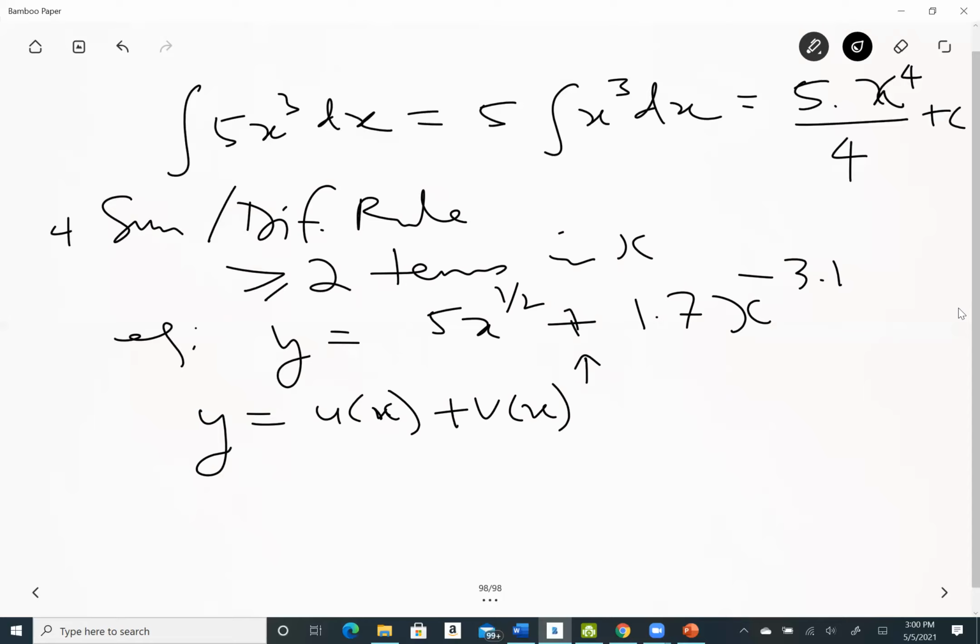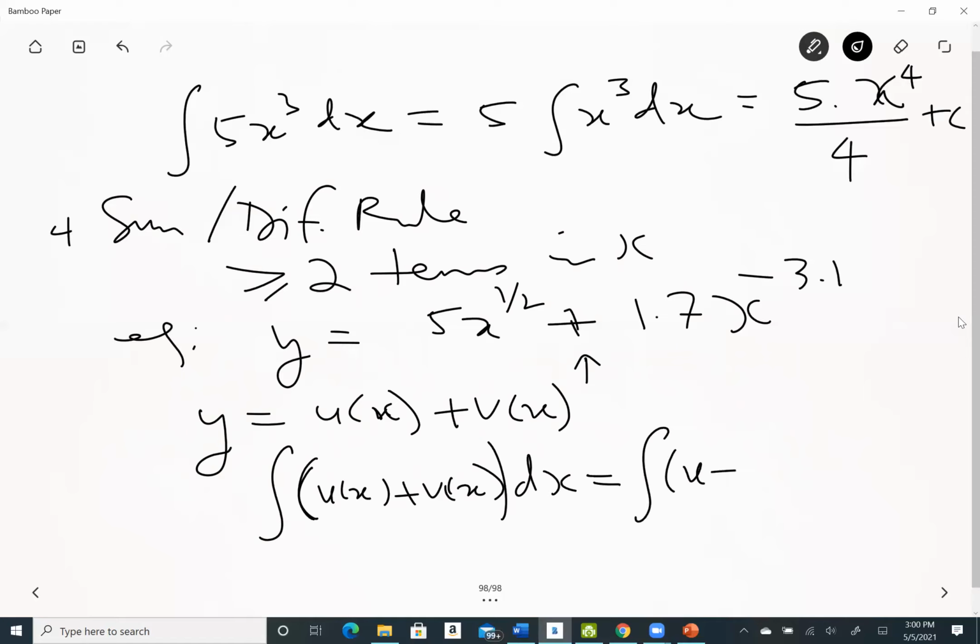Then what is the integral? If I want to integrate u of x plus v of x, then put a bracket there because you are integrating the whole thing. So you have two brackets. One bracket is for the variable, and the other bracket is to indicate that you are integrating u and v. Or in short, we just write the integral of u plus v dx. That is the shorter form of writing it.